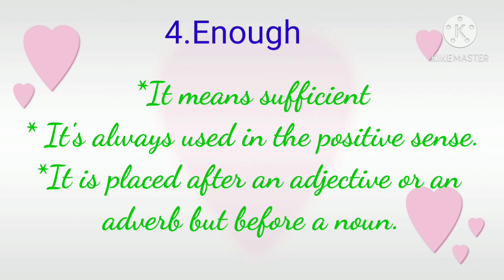Moving to the fourth one, that is enough. Enough means sufficient. It is always used in the positive sense and it is placed after an adjective or an adverb but before a noun. Example, she is old enough to go alone. Here, enough is used after an adjective. Second sentence, she ran fast enough to overtake me. Here, enough is used after an adverb. And third, there is enough food for both of us. Here, it's being used before a noun.